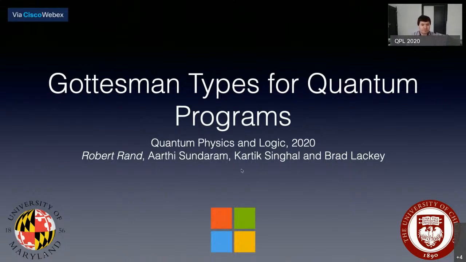Okay, hello everyone. So the next speaker is Robert Rand from the University of Maryland, and he's going to tell us about Gottesman types for quantum programs. Okay, let's go. Hey, thanks, Vladimir. So yeah, I'll be talking about this type system for quantum programs that we're calling Gottesman types for reasons that will become obvious. And this is joint work with Arthi Sundaram, Karthik Singhal, and Brad Lackey.